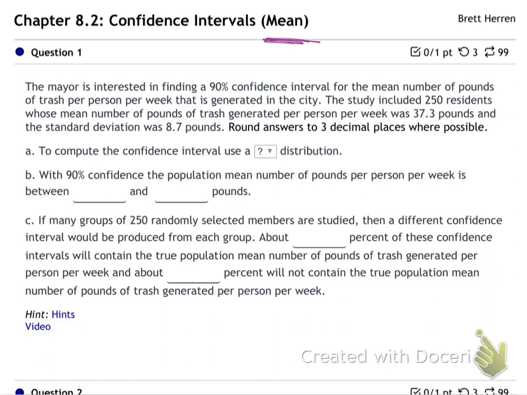Mean is average, right? For the average number of pounds of trash per person per week that is generated in the city. The study included 250 residents whose mean number of average number of pounds of trash generated per person per week was 37.3 pounds.